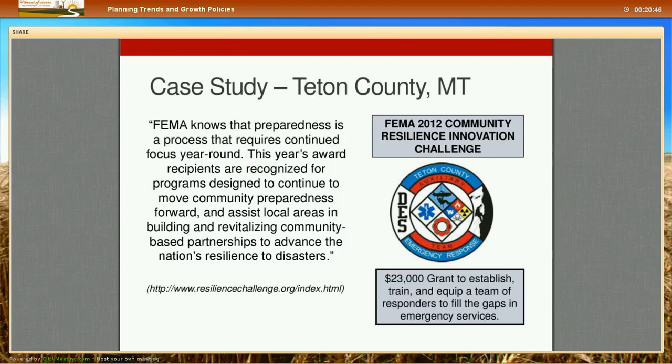The Federal Emergency Management Agency, or FEMA, is also emphasizing resiliency as part of its efforts to promote preparedness and recovery. In 2012, Teton County was a recipient of a Community Resilient Innovation Grant from FEMA. Note that the grant was awarded to a consortium of agencies and counties. This illustrates the importance of connections and how working together can help agencies access resources.